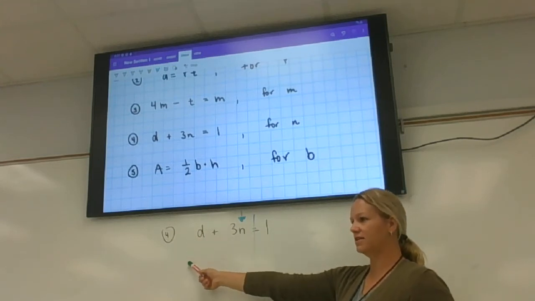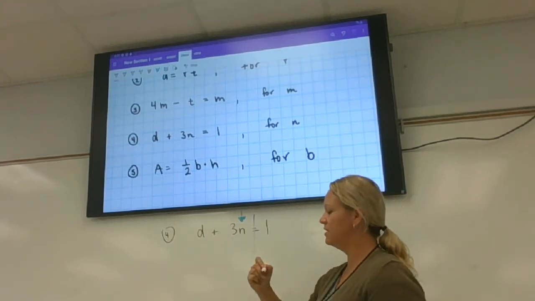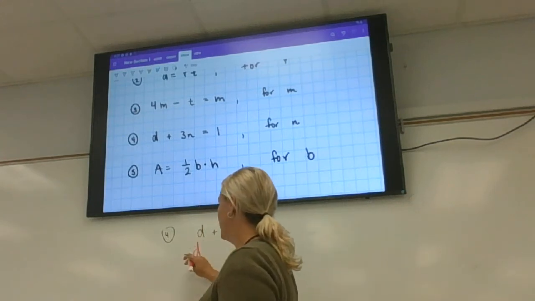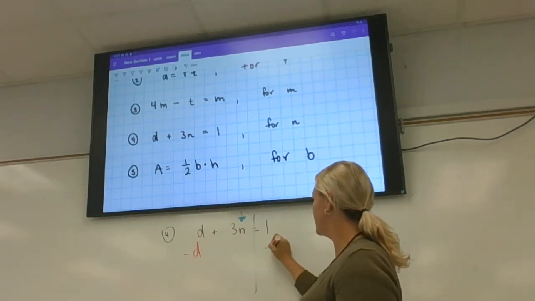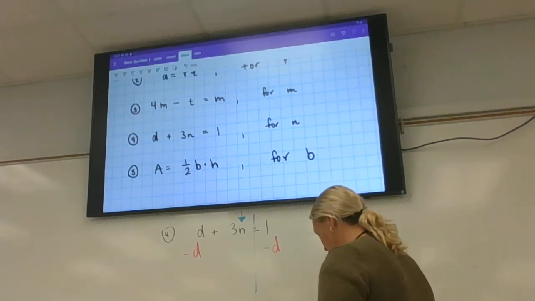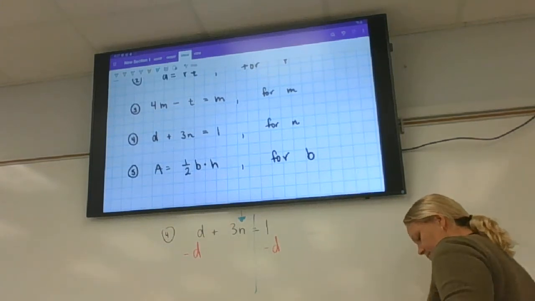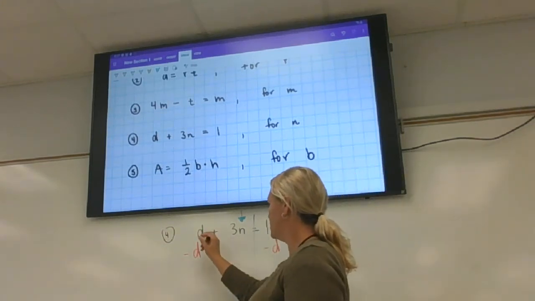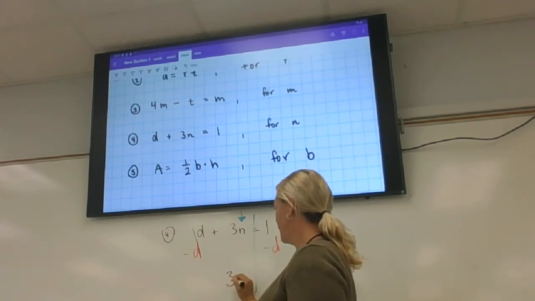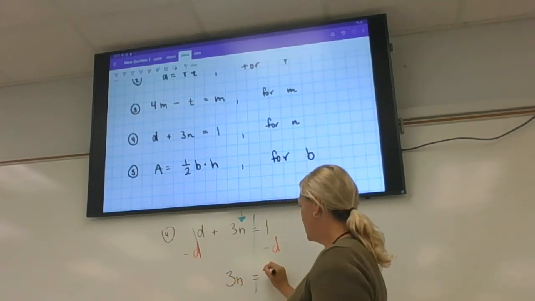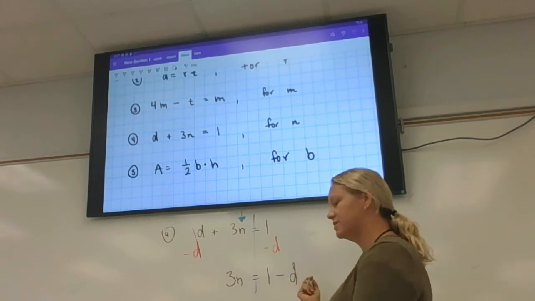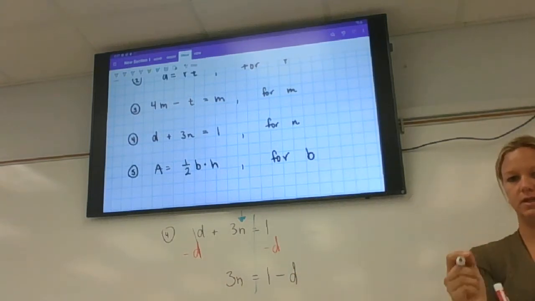Let's cancel it here. So we'll cancel it by subtracting it. Whatever we do on the left side, we have to do on the right side. So let's subtract it here as well. So the D is canceled. I have 3N. 1 minus D. I can't actually subtract 1 and D. They're not anything alike.